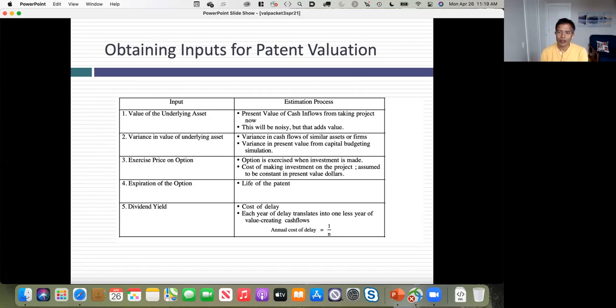Now, when you ask people to do this, you know what the reaction is going to be, right? I don't know how big the market is. I'm very uncertain about the future. That's good. Go ahead and make your best estimate. Give me your present value. That's going to become the S in the model.